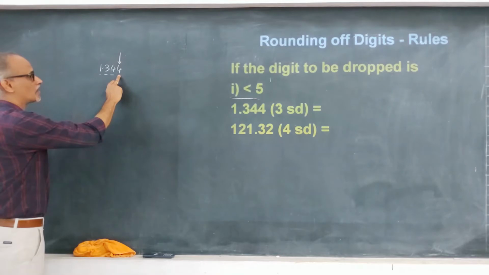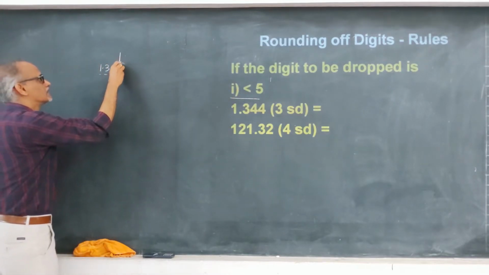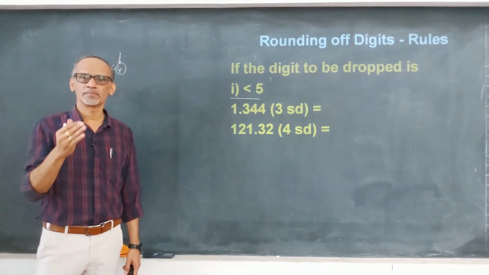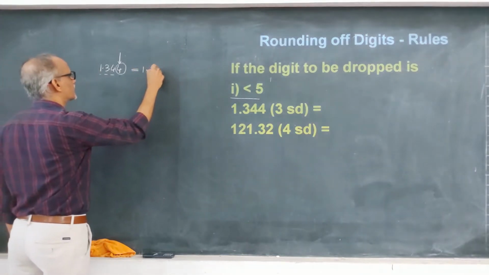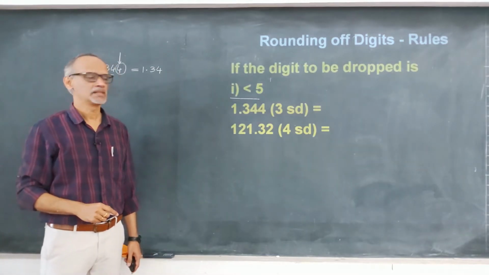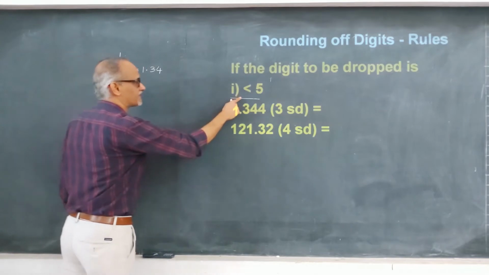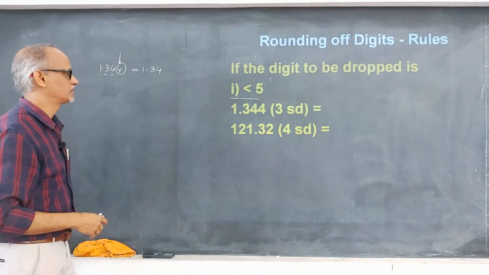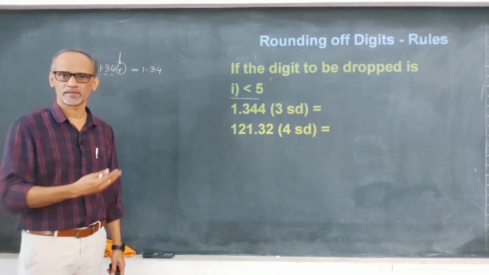If the digit to be dropped is lesser than 5, check this, this is lesser than 5, isn't it? Then all the previous digits are retained as they are. So, therefore, the answer is 1.34 for this particular number. Are you clear with that? That is the rule when the digit to be dropped is lesser than 5. We do have other rules also, just be patient to know if it is more than 5, if it is equal to 5, all that we are going to learn one after the other.